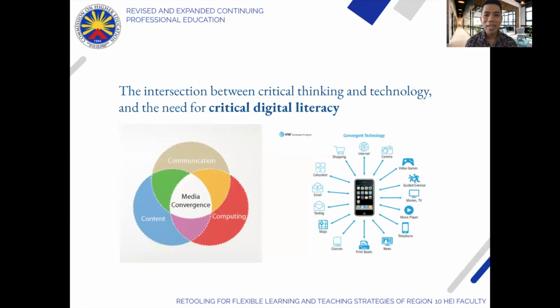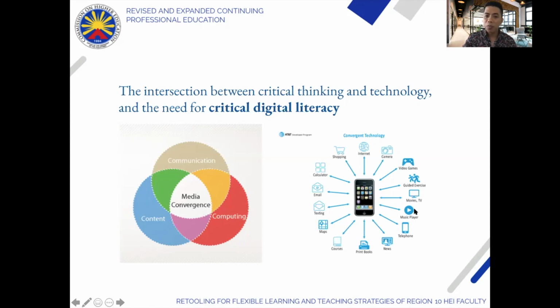I would now like to talk about the intersection between critical thinking and technology and the need for critical digital literacy. And why is that? It's because of the convergence of so many aspects of our lives into technology. So we have here the convergence of content, right? Computing, experience, communication, and they all converge in media.